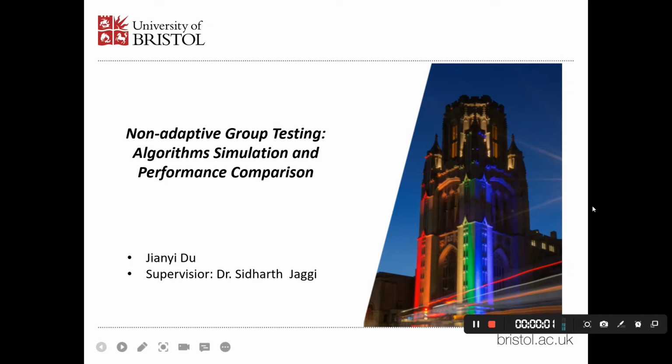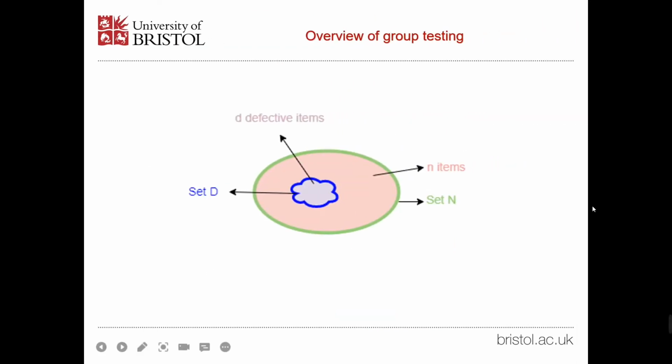Hello, I will summarize my project, including motivation, methodology, and findings. The title of my project is Non-Adaptive Group Testing, Algorithm Simulation and Performance Comparison, and my project supervisor is Dr. Siddhas Jagai. We begin the project with an overview of group testing.